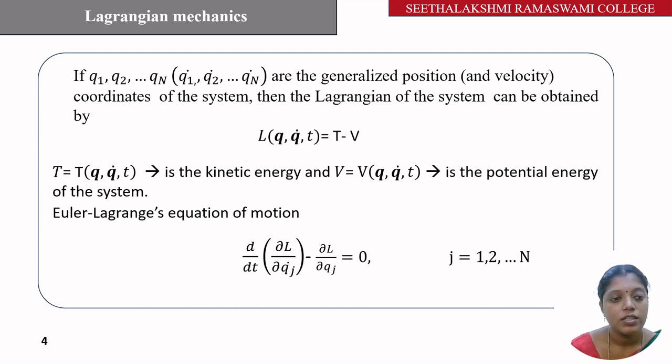Once the Lagrangian is constructed, you can obtain the equation of motion, the Lagrangian equation of motion, from the below equation: d by dt of ∂L by ∂q_j dot minus ∂L by ∂q_j equal to 0.